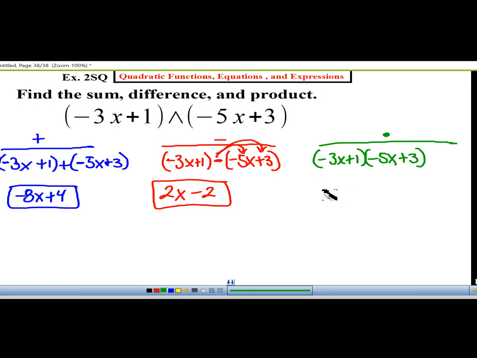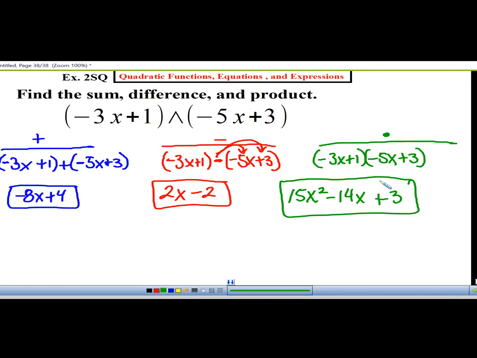Angie, what'd you get? 15x squared minus 14x plus 3. Plus 3. Hands, have you got that? Let's see, 15, 9... Yeah, that is correct. Let's go. Just remember to distribute, and combine at the end. All right, so I think we got this.